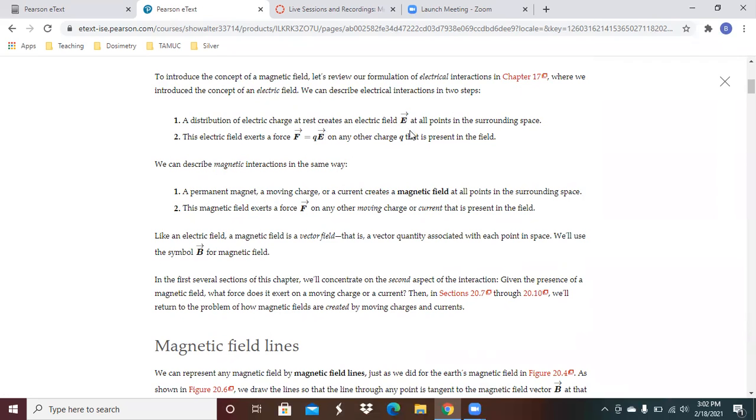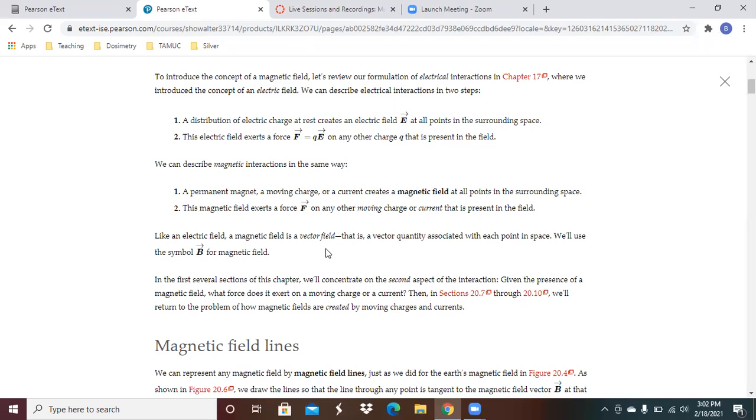And you probably remember the diagrams or pictures that display that. This electric field exerts a force, F is equal to QE, on any other charge Q that is present in the field. And we've actually gone through and calculated some of those. We can describe magnetic interactions in the same way. A permanent magnet, moving charge, or a current creates a magnetic field at all points in the surrounding space. This magnetic field exerts a force on any other moving charge or current that is present in that field.